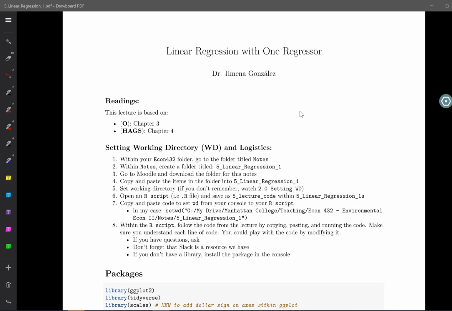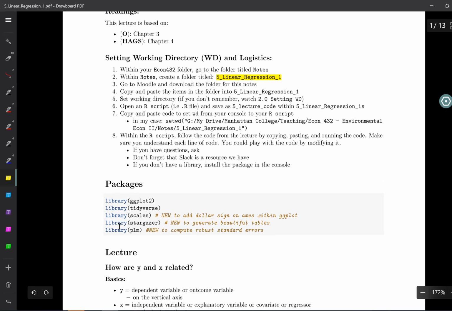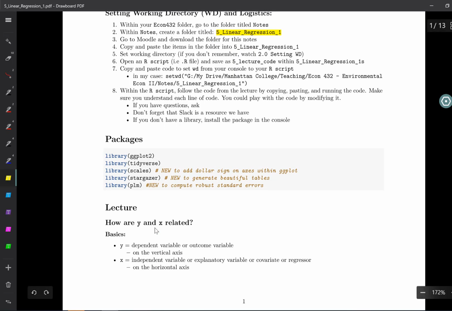As usual, the logistics are very standard. We have done it before. The only difference is the change in the name of the folder, but you should follow as with the previous videos and notes. Within our packages, we have 3 new packages, so you must install those in the console. Make sure you do that before you run it, otherwise you're going to have issues.